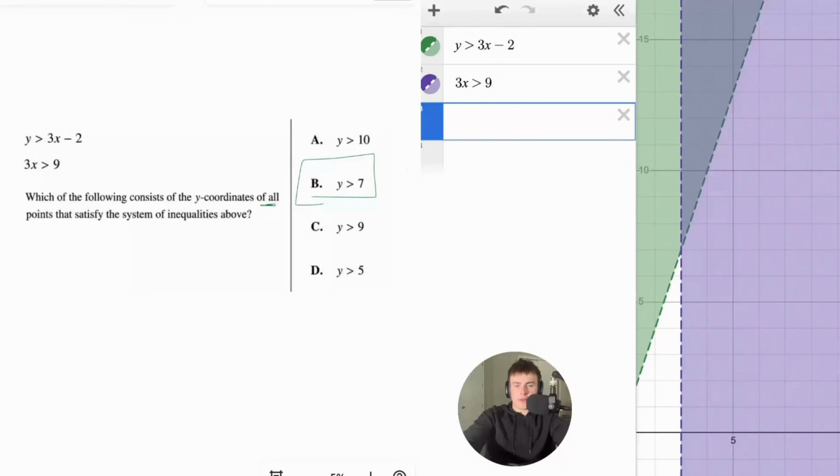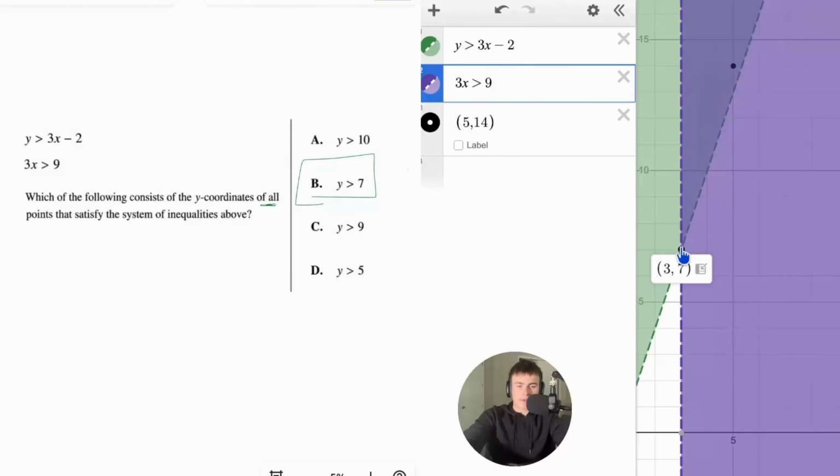For example, let's say you had, I don't even know if this is a solution, 5, 12, 13, 14. There we go. So you see how the y value is clearly above this. It has to be, because there's not a single point where the y value is below that and it's a solution.